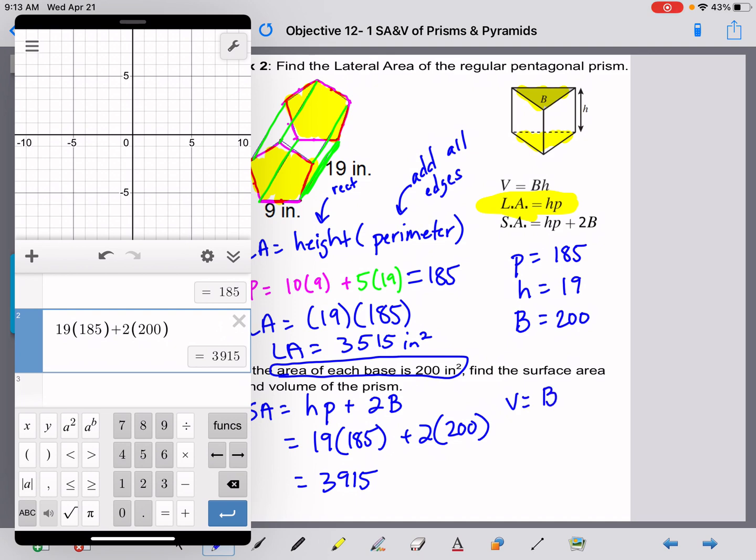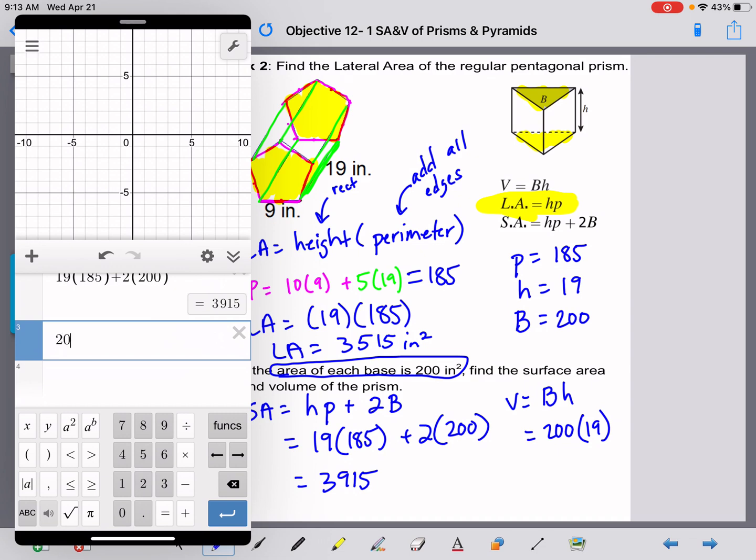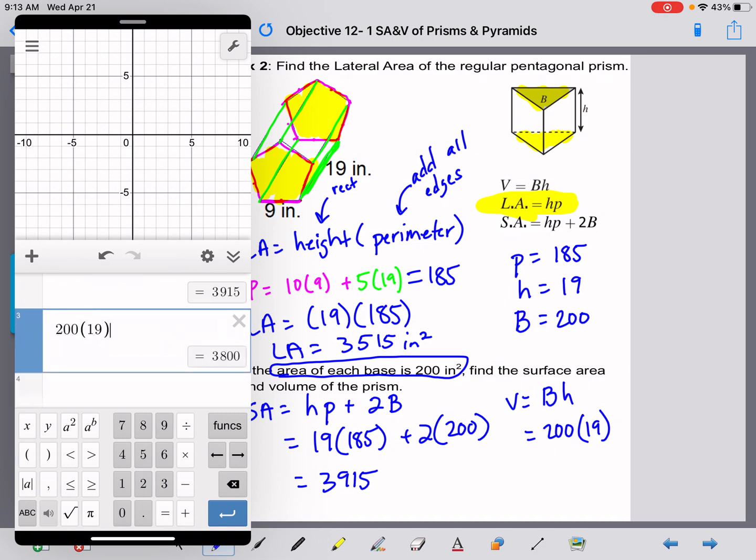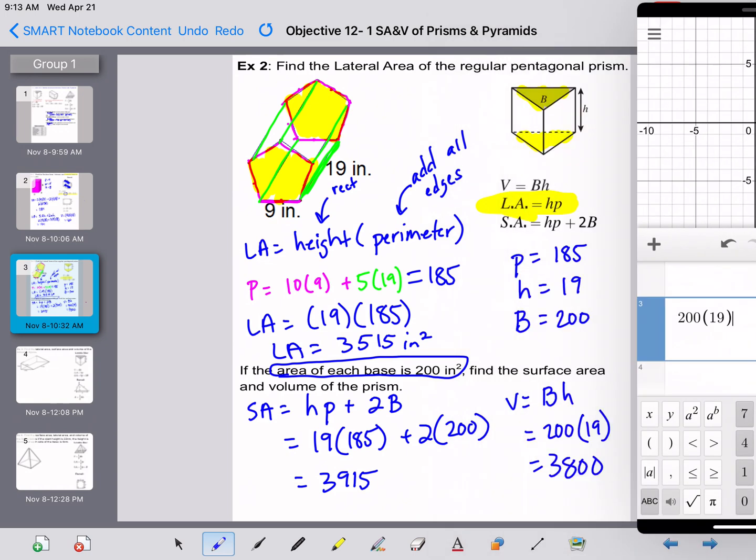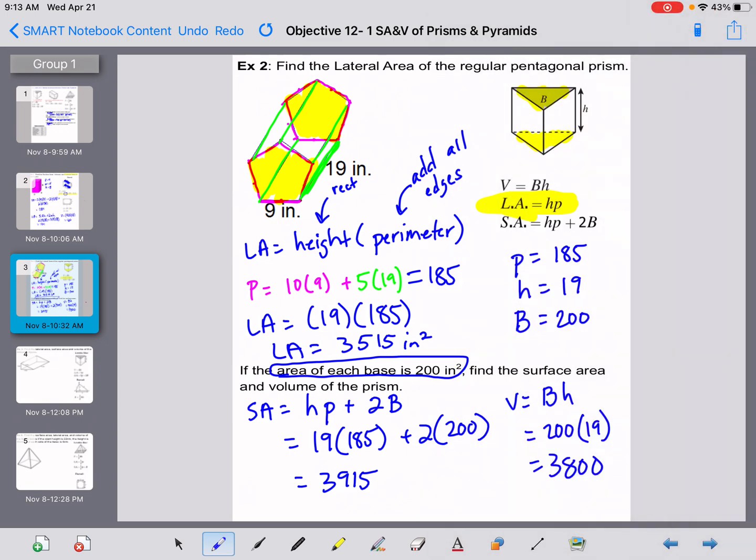For volume is going to be the area of the base times the height. So my base is 200 and my height is 19. So 200 times 19 is 3,800. All right.